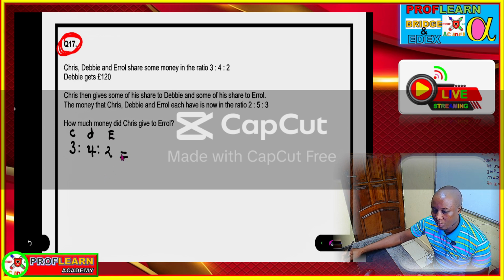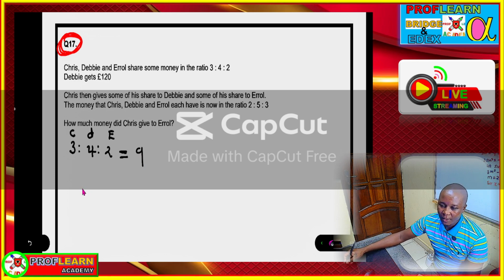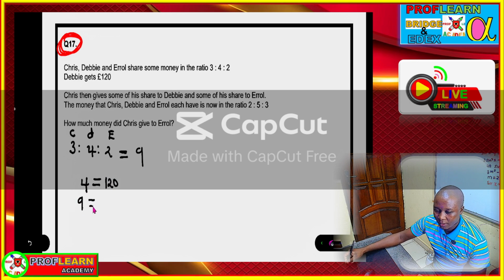So their total ratio is basically 3 plus 4 plus 2. That is going to translate to 9. The total ratio is 9. So we can say that if Debbie has 120 and Debbie has 4, so 4 equals 120. What about 9? What will be the value?